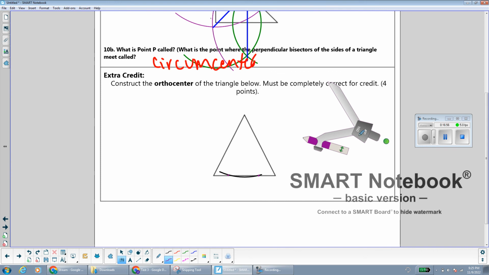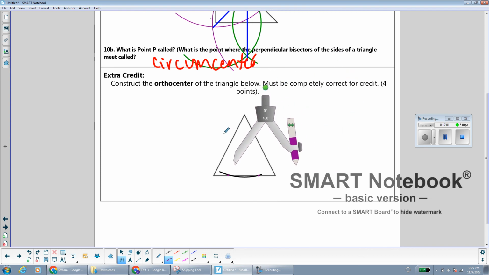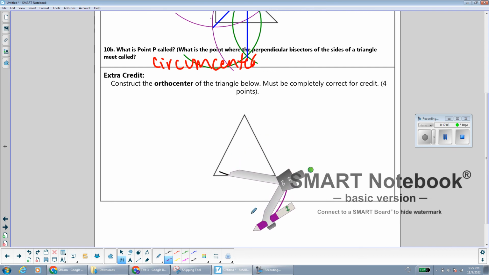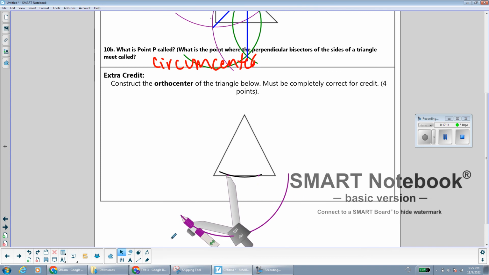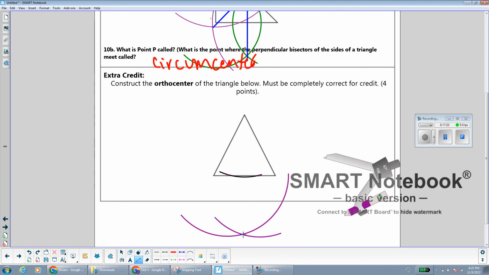Once I have those two intersection points, I'm going to take my compass. I'm going to go over to one of those intersection points. And what I'm going to do is I'm just going to make an arc. Then I'm going to pick up my compass, keeping the same distance, and go over to that other intersection point and make the same arc using the same length.